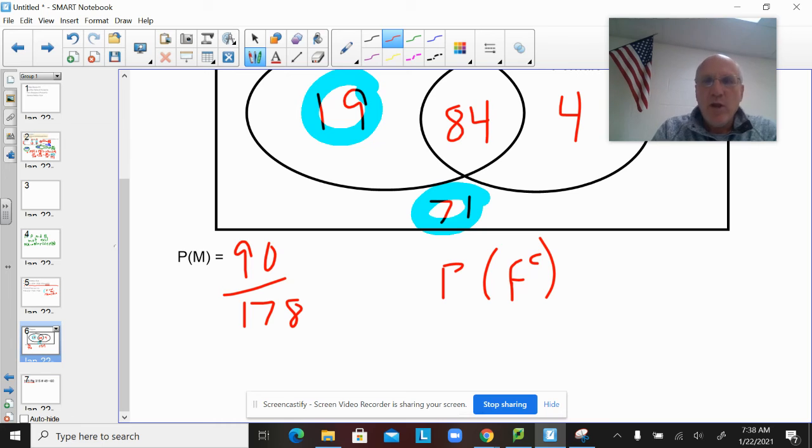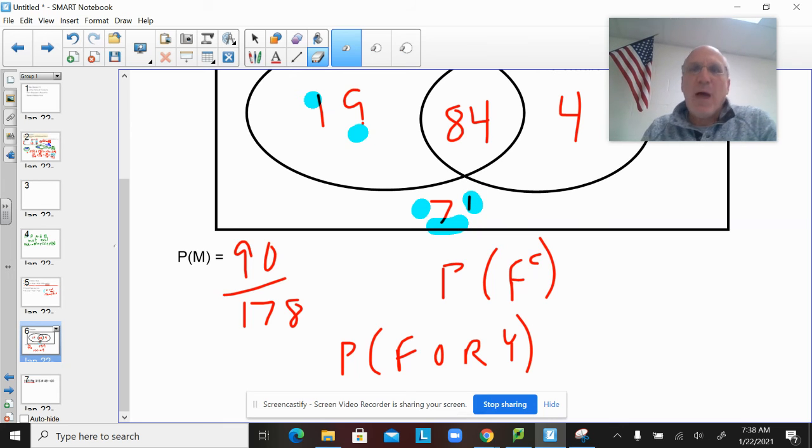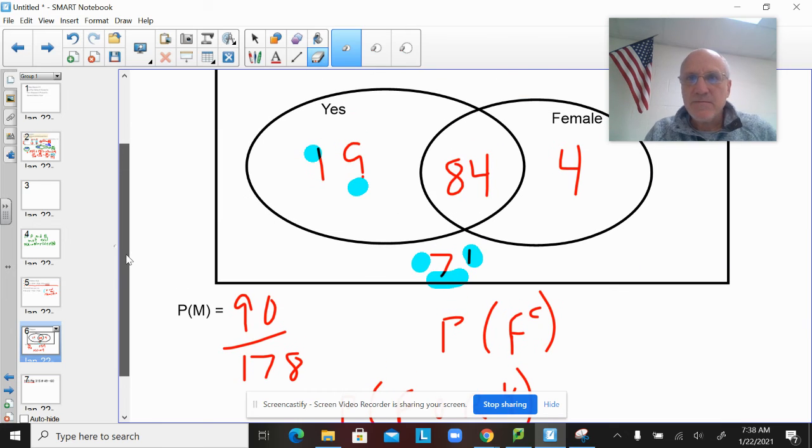Okay, next one. What if I want the probability of female or yes? Now, we did this already earlier. Can I erase my highlighting there without erasing my numbers? I don't think I can. Unfortunately, I'm trying to erase that. That didn't go well. Okay. The probability of female or yes.